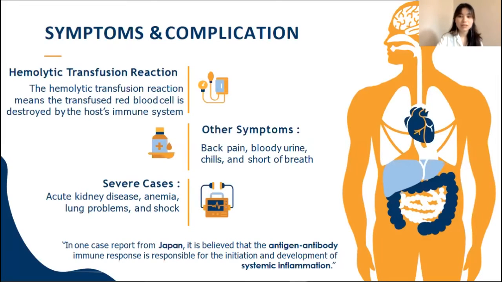It can start with some pain in the back, bloody urine, chills, and shortness of breath. In severe cases, acute kidney disease, anemia, lung problems, and even shock can also appear. The symptoms occur immediately, but in some rare cases can also appear hours later. In one case report from Japan, it is believed that the antigen-antibody immune complex is responsible for the initiation and the development of systemic inflammation.